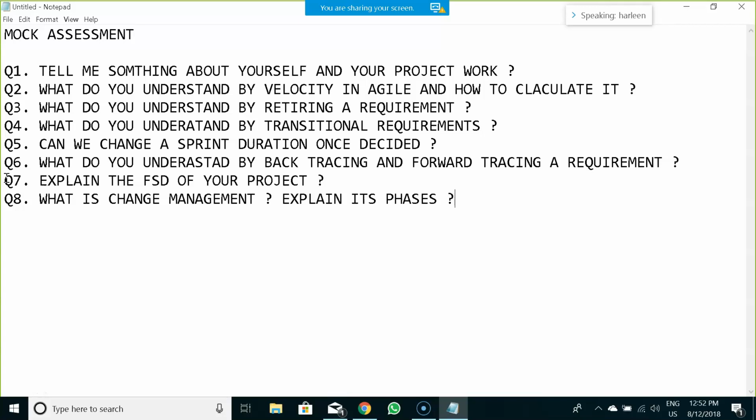Change management is managing the change of the requirement. It goes through assessing the change, then the prepare and plan phase, and then the implement phase of that change.